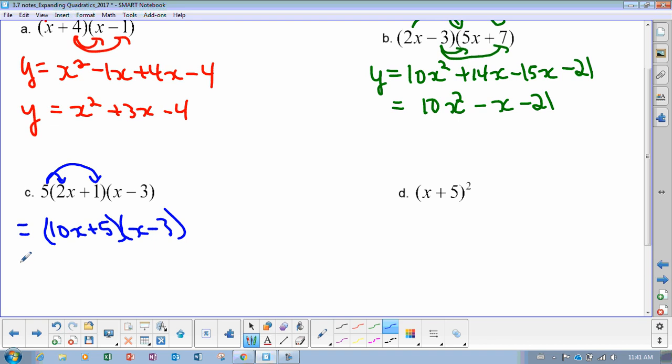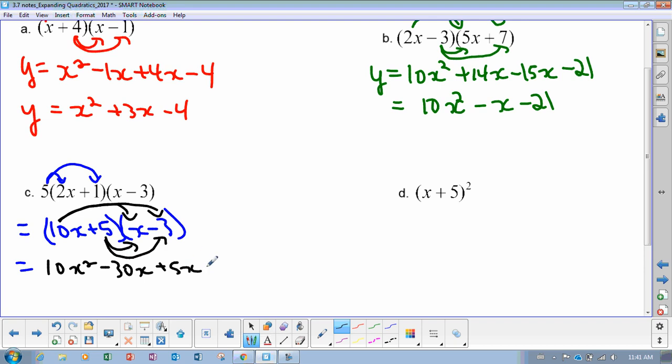So now I have it so I can do my binomial expansion. So I'm going to have 10x times x. So 10x squared. 10x times minus 3 is minus 30x. 5 times x is going to be plus 5x, and then 5 multiplied by negative 3 is going to be negative 15. So this becomes 10x squared minus 25x minus 15.